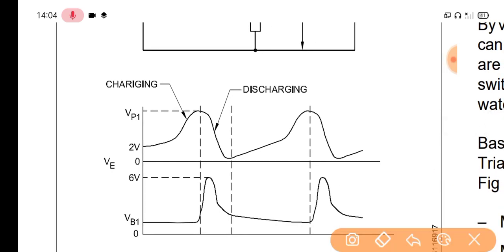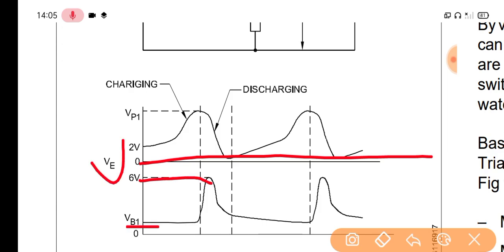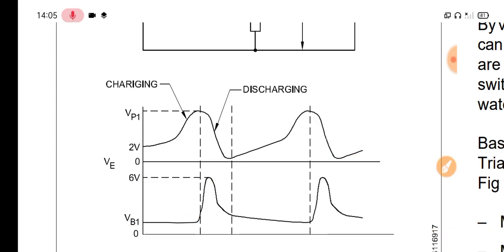Charging and discharging. VP1 and 2 volts is the charging, and in this condition this is discharging, and 0 voltage VE and 6 voltage at B1 in this condition.